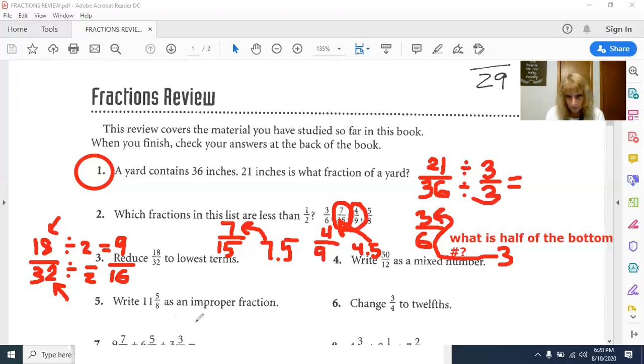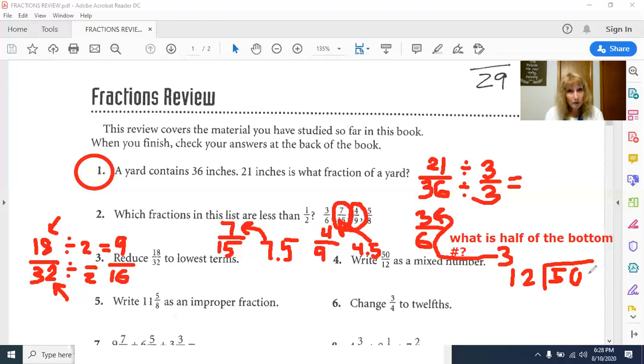Number 4, write 50/12 as a mixed number. So we're going to divide. The top number is always going to go on the inside of our long division house, I call it, and the bottom number goes on the outside. So now I say, how many 12s go into 50 without going over? How close can I get?